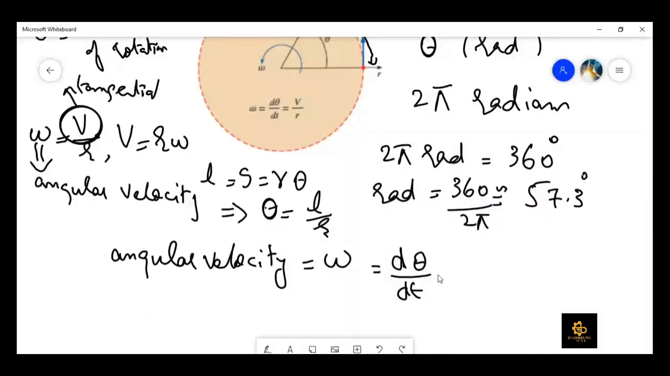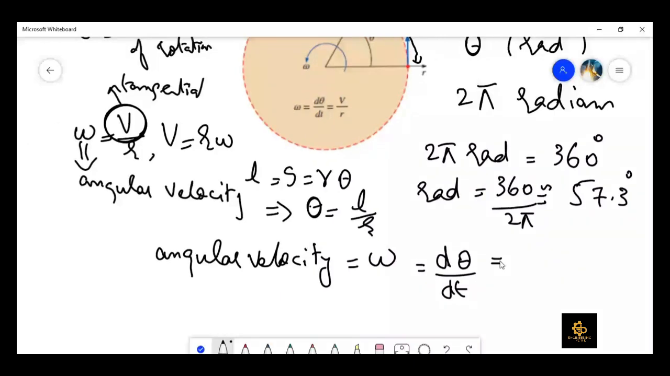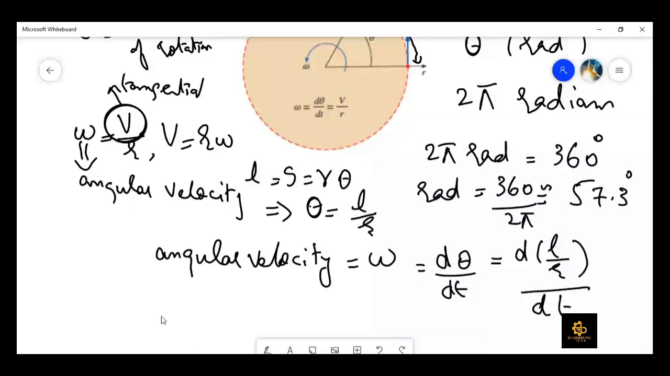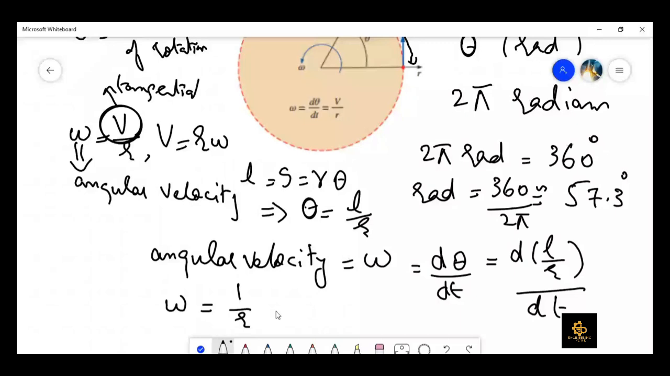We can say it. So from here we can put the value of theta, which would be d L upon r upon dt. So now because r is the same for the rigid body, we can say that omega is equal to 1 upon r dL upon dt. Right? So dL upon dt from this figure, that would be 1 upon r into v. V is the tangential velocity at that point. So from here we can say that omega is equal to v upon r, which is the case because we know that v is equal to r omega.